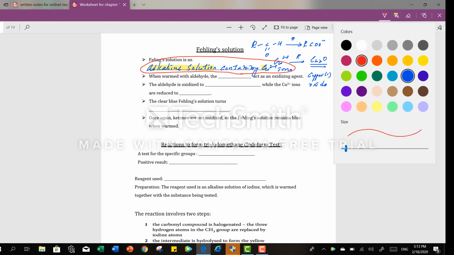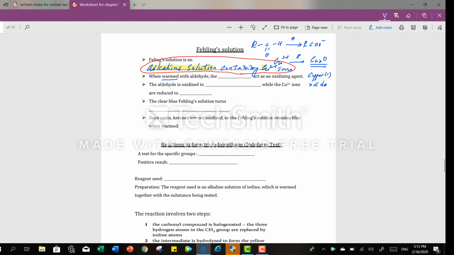Then let's continue. When warmed with aldehyde, you need heat as well. The Cu2+ ion acts as an oxidizing agent. The aldehyde is oxidized to carboxylate ion, as I told you, because it is in alkaline medium. So instead of carboxylic acid, carboxylate ions will be formed, while the Cu2+ ions are reduced to Cu+, and then the Cu+ will combine with oxide to form Cu2O, the copper 1 oxide, the red precipitate. So the clear blue, remember, its original color is blue.